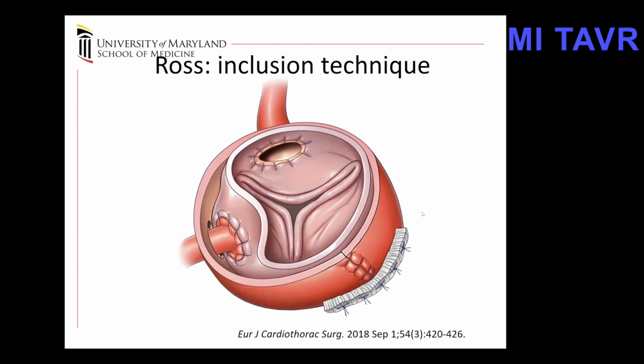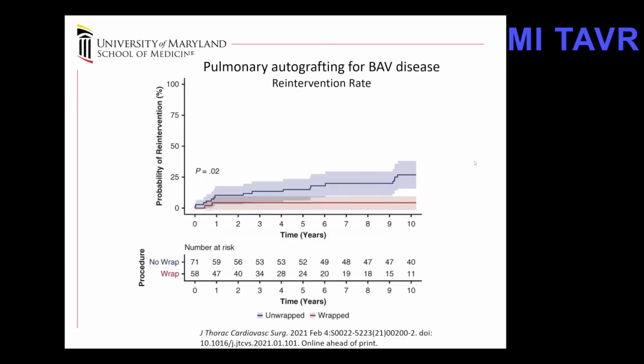There's also some debate about what type of Ross procedure, using the full root or the inclusion technique in the context of bicuspid, and perhaps if we have some time at the end, we can talk about that. And this is again data from Von Starn's group. Again, these are all bicuspid patients, looking at autograft reintervention rates over time in the context of bicuspid aortic valve stenosis, using or not using an autograft wrap.